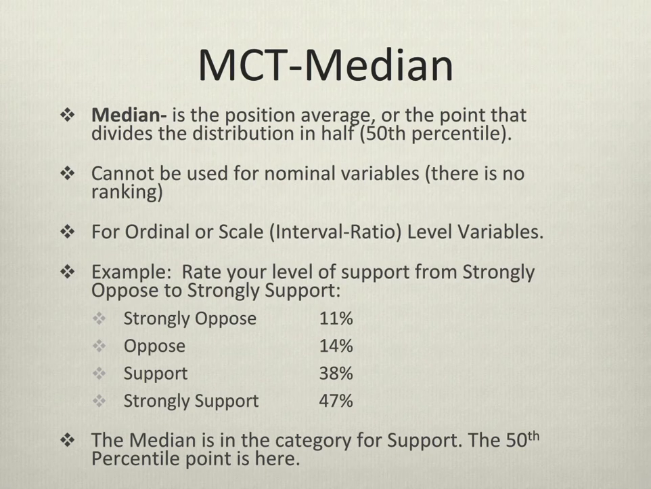The median is the position average, or the point that divides a distribution in half, the point at which half of the values are above and half are below. It cannot be used for nominal variables because there is no ranking or order. For ordinal or scale interval ratio level variables, however, the median certainly can be used.